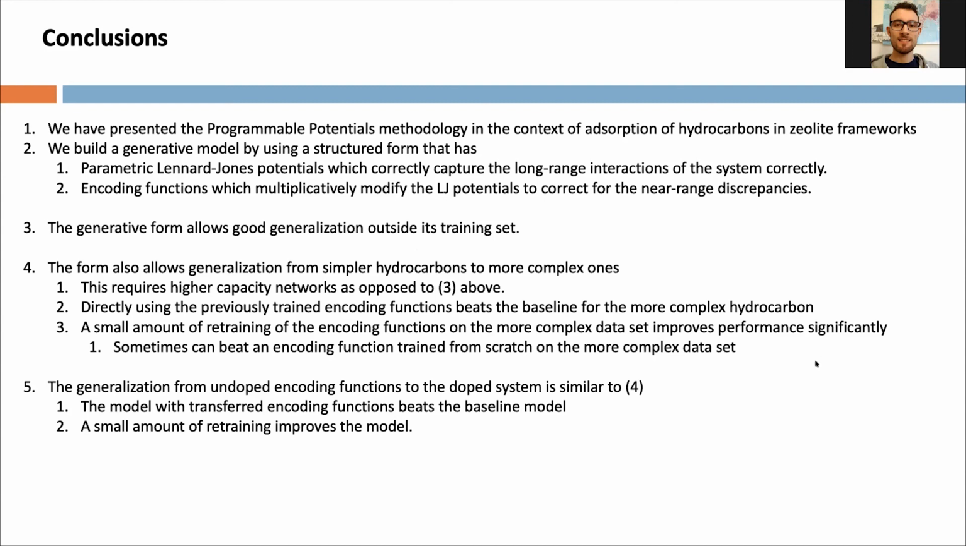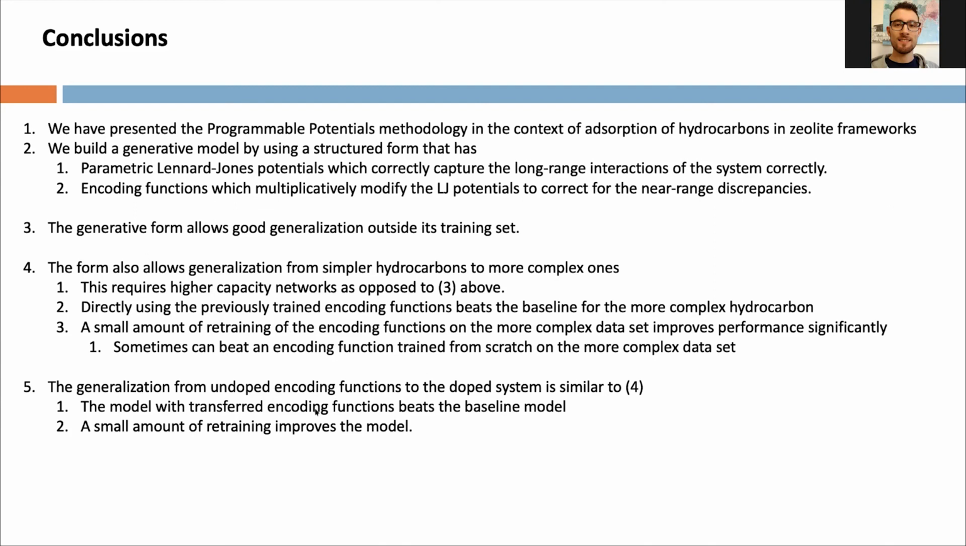I do like to point out here that this is where we had to use the higher capacity neural networks. When we tried to generalize using just, say, the 8x8 fully connected layer with the 4x8, while it did generalize well to different symmetry regions, it didn't actually generalize well to the more complex hydrocarbons. So there seems to be some relationship between the capacity of the network and the ability to generalize to the more complex hydrocarbons, which we haven't untangled.